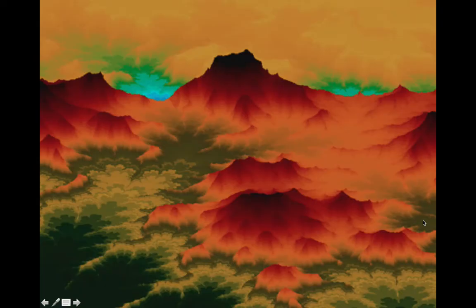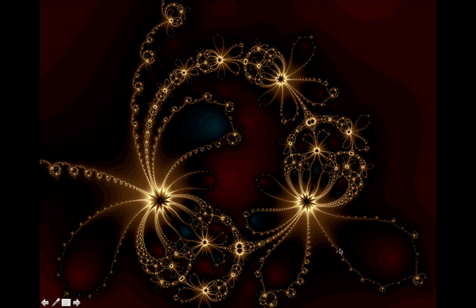A lot of our CGI landscapes are created using fractals. So they started with a triangle and then put it into the equation and had it repeat and repeat and repeat until they got a whole landscape. Here are fireworks.